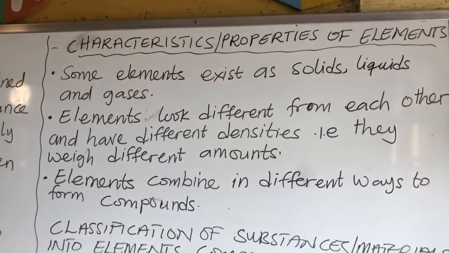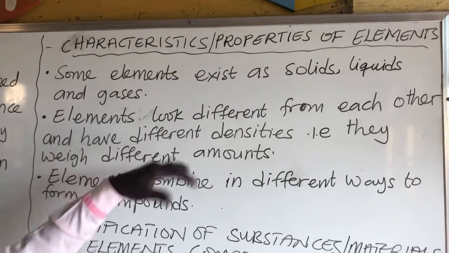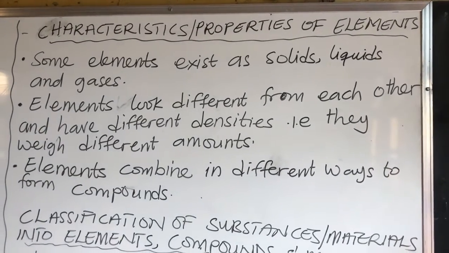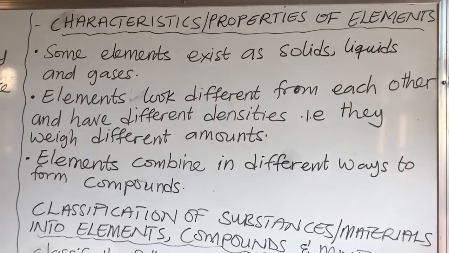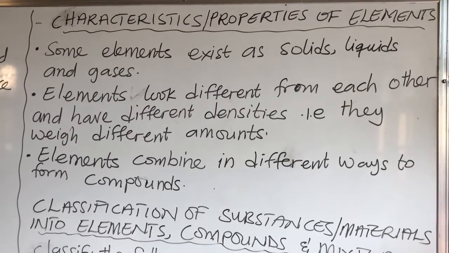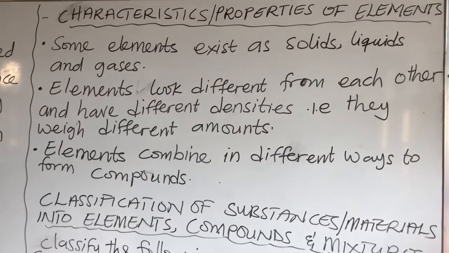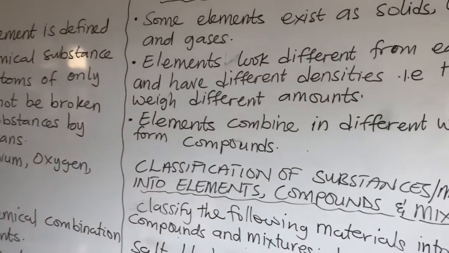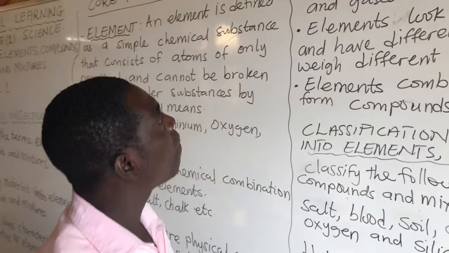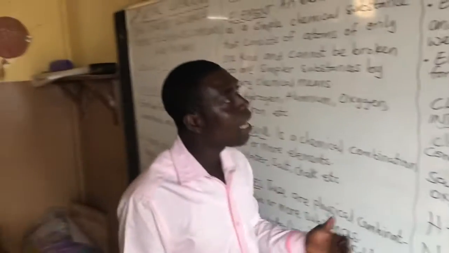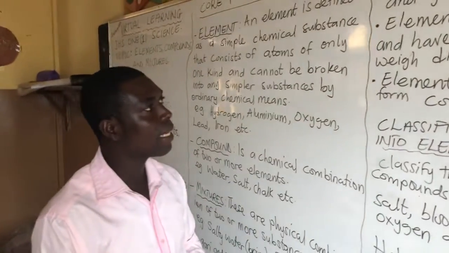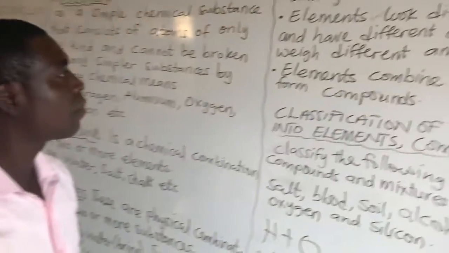Now another characteristic is that elements look different from each other and have different densities. That is, they weigh different amounts. In other words, they have different weights. Different elements or substances have different weights, and that is what their densities are.